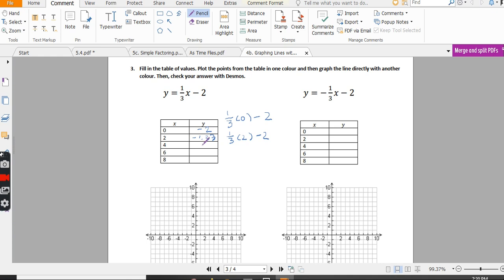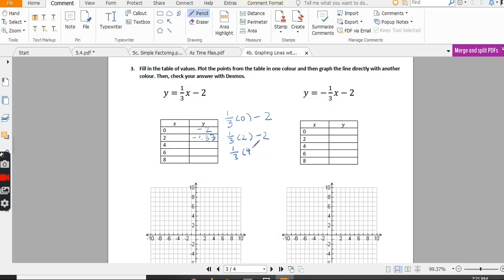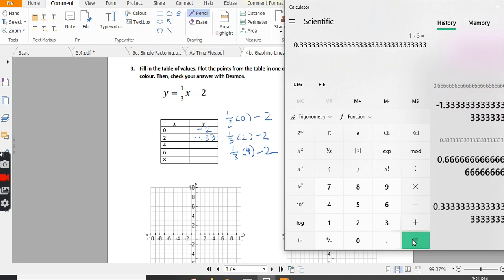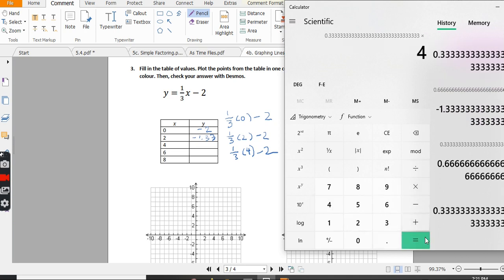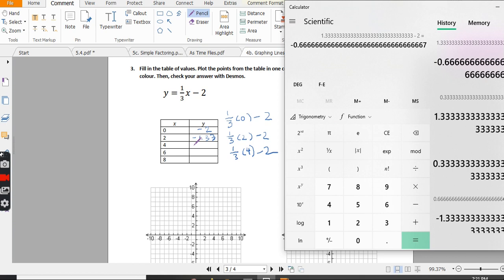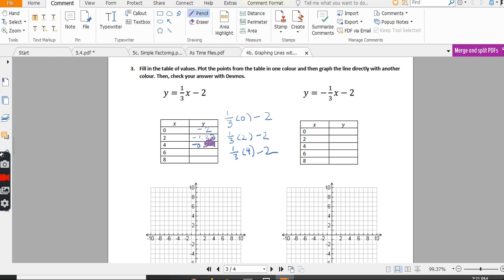Okay. And do the same thing for the next row. So the next row I would have 1 over 3 times 4 minus 2. And again, I'll plug that in the calculator. I'll get 1 divided by 3 equals, times 4 equals, minus 2 equals, negative 0.66. Okay. Now I would do the same thing for the last two, and I'm not going to do those. You can fill those in.